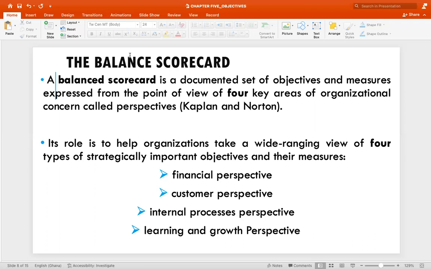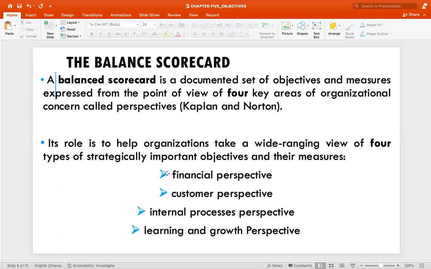Okay, so a balanced scorecard is a documented set of objectives and measures expressed from the point of view of 4 key areas of organizational concern called perspectives. So the balanced scorecard will force managers and CEOs to look at the performance of an organization from 4 perspectives, and therefore set objectives to address all these 4 perspectives instead of just looking at the first one. All right, so that's the idea of the balanced scorecard.